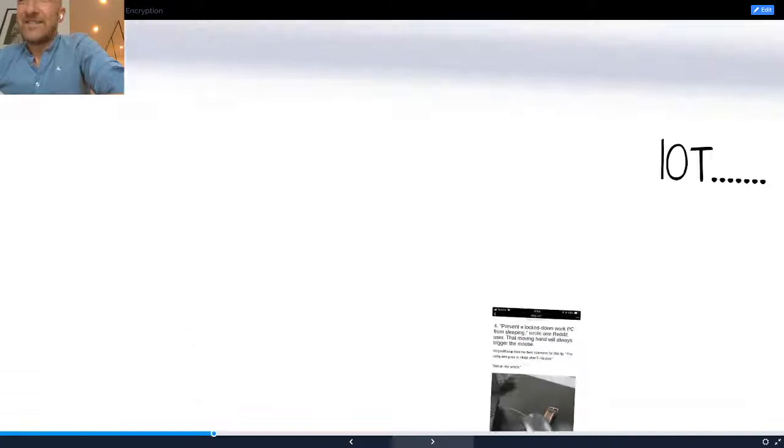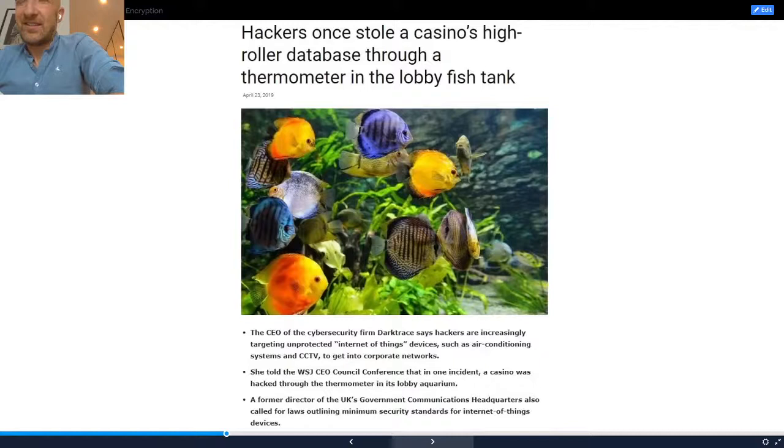Apologies. So IoT. Here is an instance of someone installing what seems to be an innocent device, which was a thermometer in a lobby fish tank, but hackers were able to access the high roller database by breaching the thermometer in the fish tank. So IoT is becoming a bit of a nightmare.